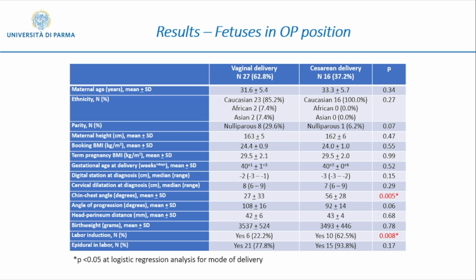Among the cases in occiput posterior position at diagnosis, those submitted to cesarean delivery showed a wider chin-chest angle and a higher frequency of labor induction compared to the cases who had vaginal delivery. Both the chin-chest angle and labor induction proved to be independently associated with the mode of delivery at logistic regression analysis.